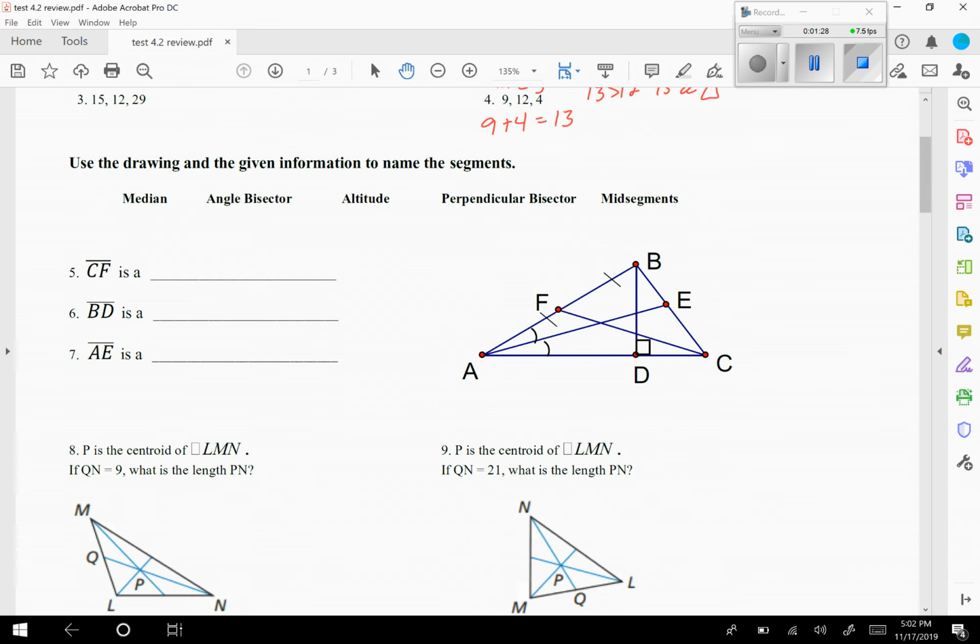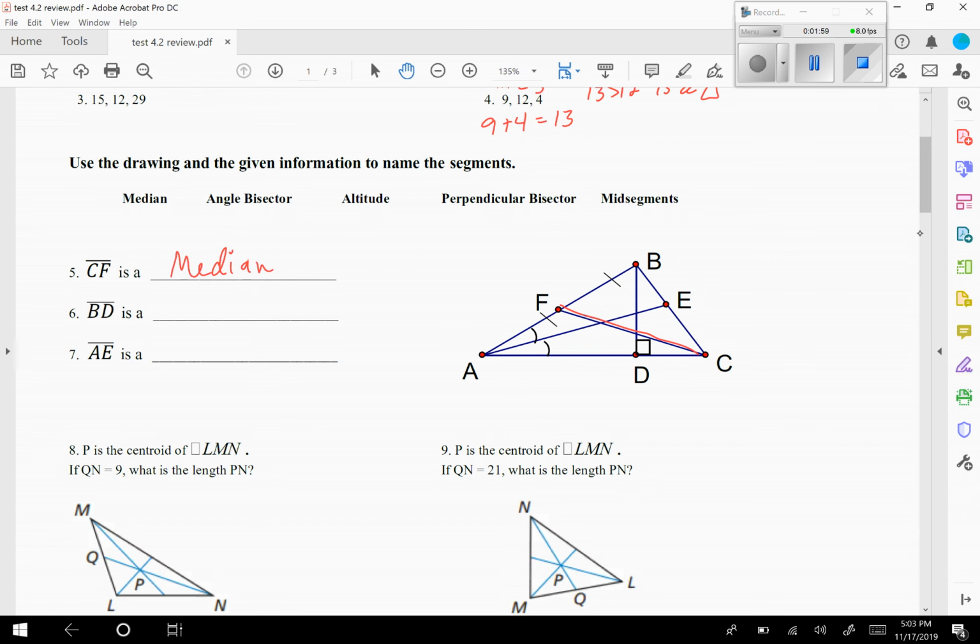Okay, the next one, it says use the drawing and the given information to name the segments. CF. So CF is this line right here. Okay, it is going to be a median because we can see it's not at a right angle, but I can see that it's bisecting side BA. So it's not at a right angle and it's not bisecting this angle up here, angle C, so it has to be a median.